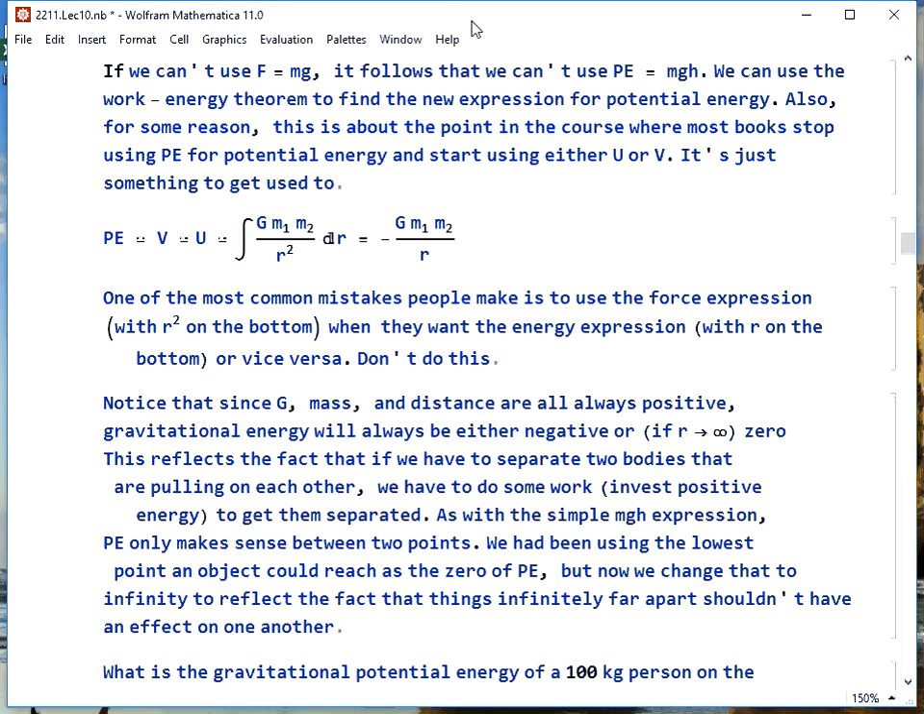If we're in a situation where we can't use F equals mg, it makes sense that we wouldn't be able to use potential energy as mgh. We'll have to find a new expression for potential energy, and we can use the work energy theorem for that.